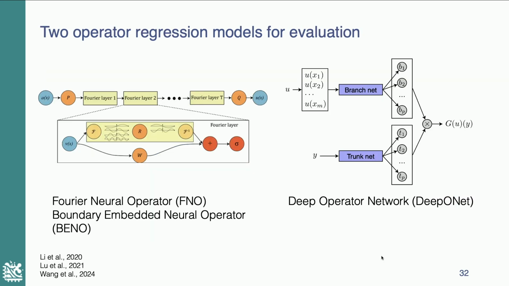So we tested these in two operator regression models. We were not developing a new model; we were developing more like a layer that would go on top of what is already out there. So we used the Fourier neural operator, more particularly the boundary-embedded version, because we were really interested in considering that boundary effect. And then we also use the DeepONet.